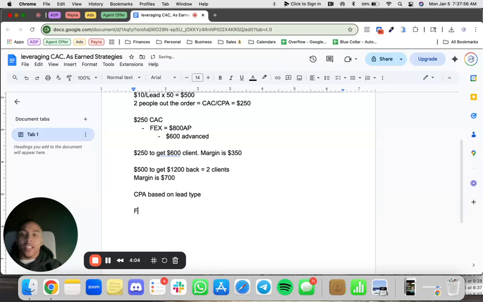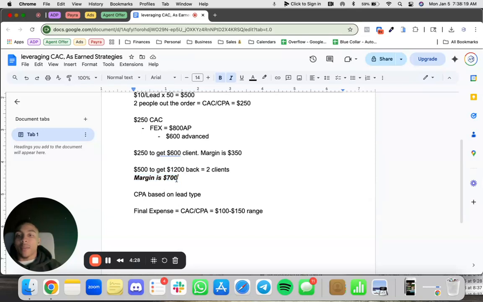Okay, so let's say it's final expense. Your cost to acquire a client, or your cost per acquisition, should be somewhere in that $100 to about $150 range. Why? Because you have chargebacks. And if you do these numbers, just because your margin is $700 here, it doesn't account for the fact that it's not $700 kept. It's just $700.